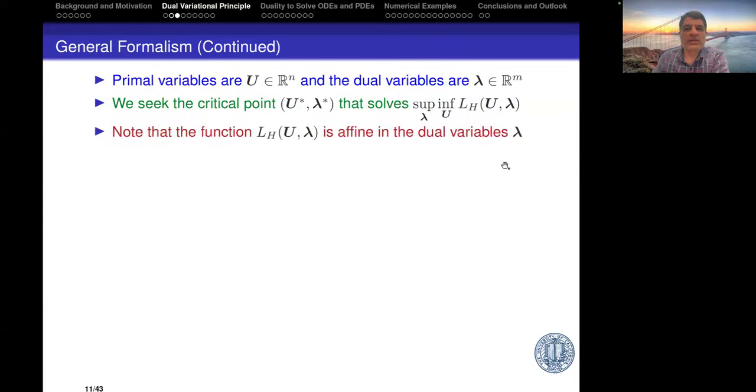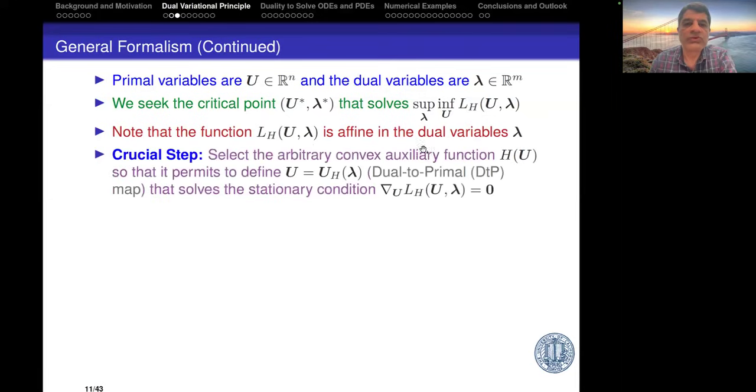But notice that L of h, as a function of just lambda, is affine in the dual variables. So this is a function that is both convex and concave. If you fix u, then it's basically convex and concave. It's the only kind of function that is both convex and concave. So you pick all the u's, and among them, you are going to pick the maximizer over lambda, right?